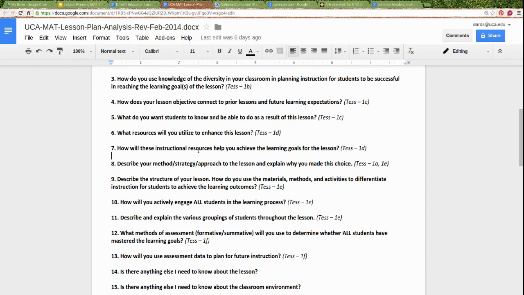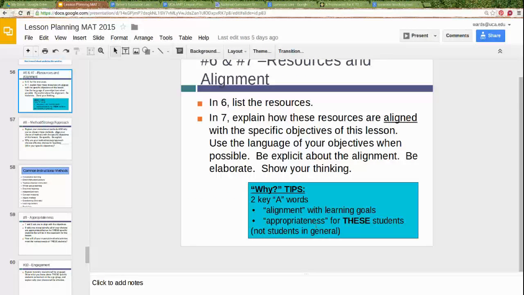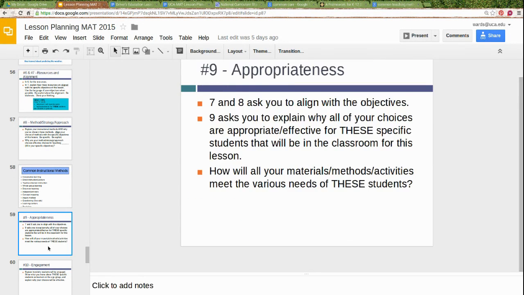So number 7 would be, here's the stuff you're using and here's how it aligns with the goal or the objective. Here's the method I'm using and my approach, and here's how that aligns with my goals or objectives. Number 9 switches. We're now doing how do your materials, methods, and activities differentiate for the students. So that's more like appropriateness. How is it appropriate for these students in number 9?